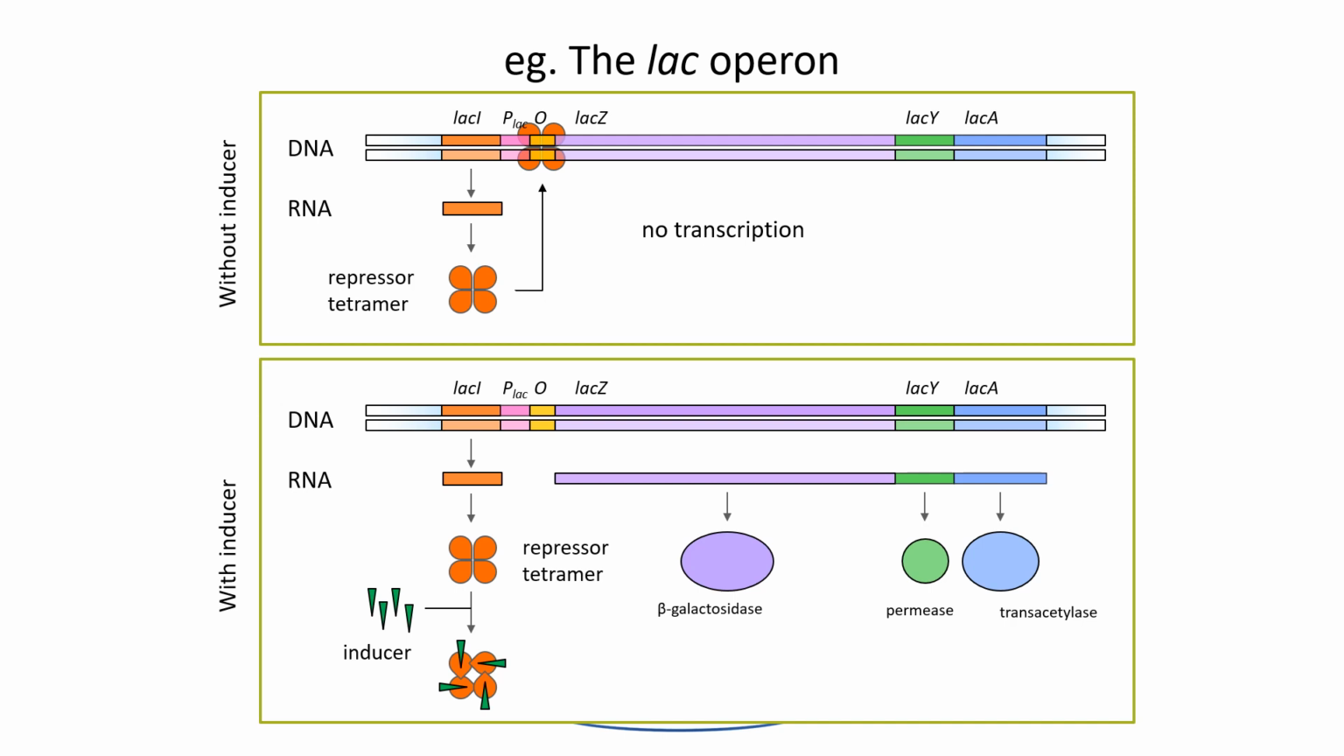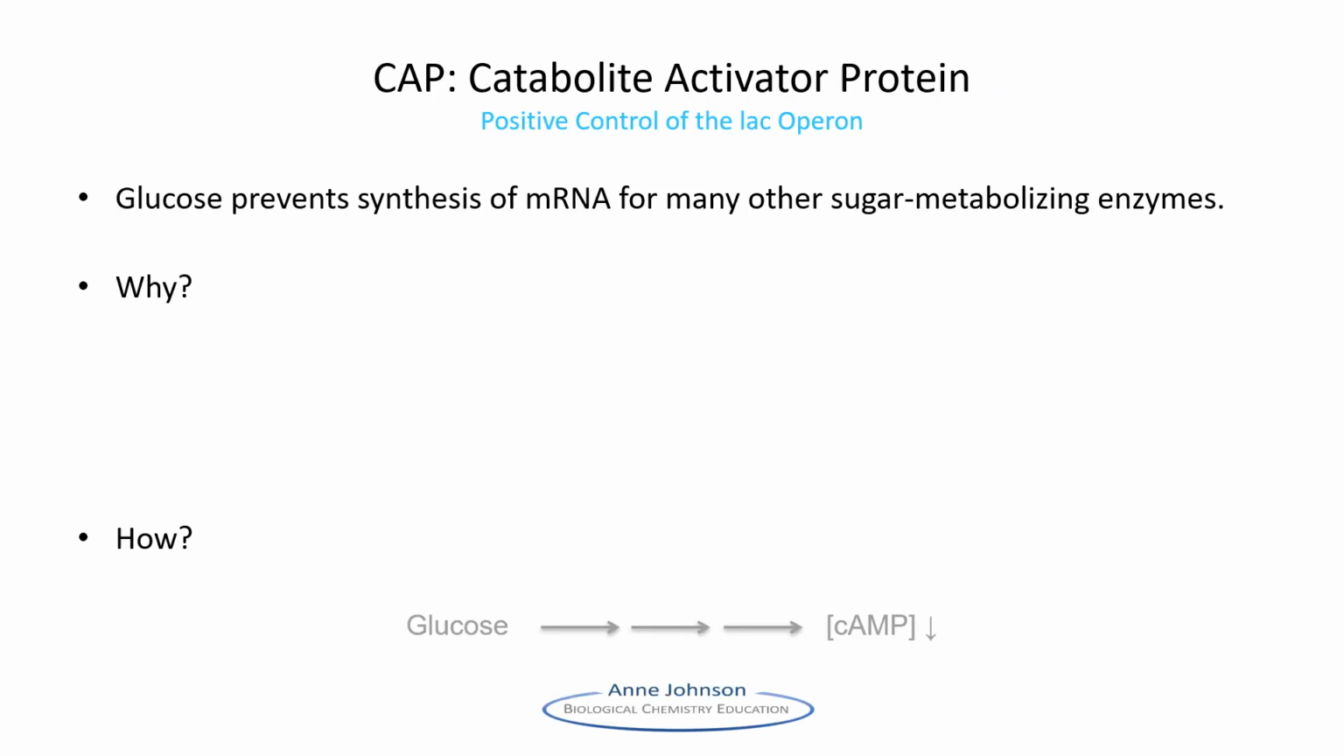The inducer for the lac operon is normally 1,6-allolactose, but other sugars can also be used, especially in lab settings. The repressor is an allosteric protein with at least 2 conformations. Another way in which the lac operon is regulated is with the catabolite activator protein, or CAP.